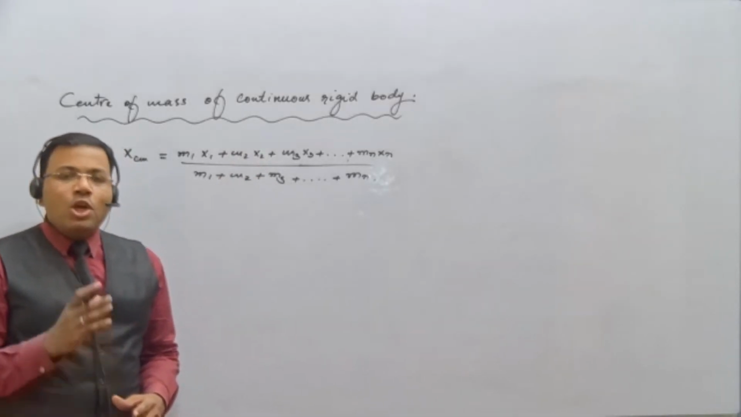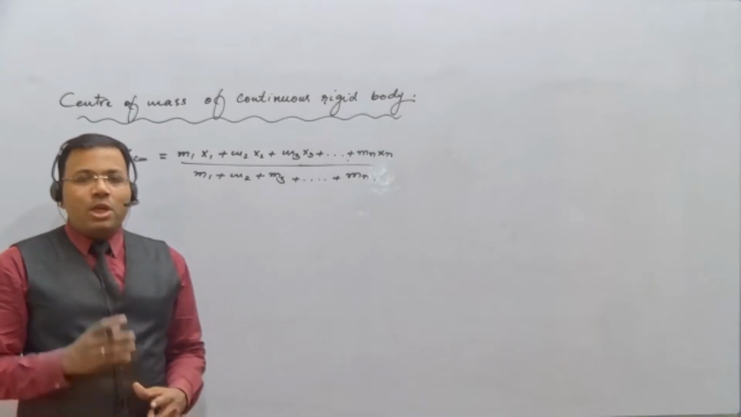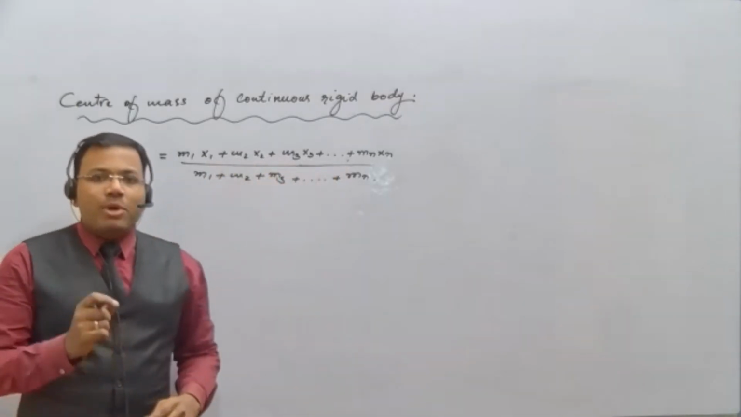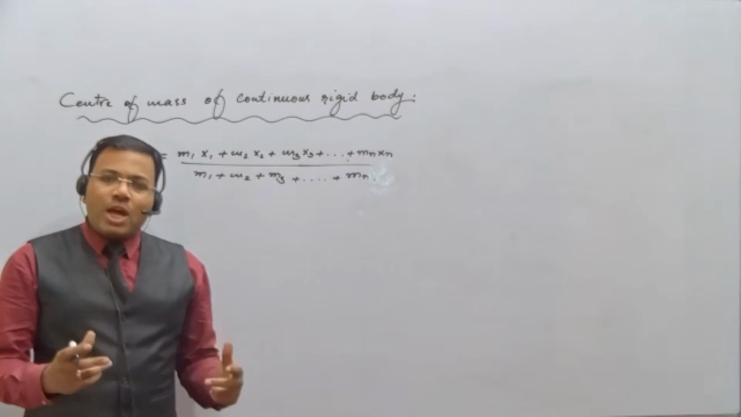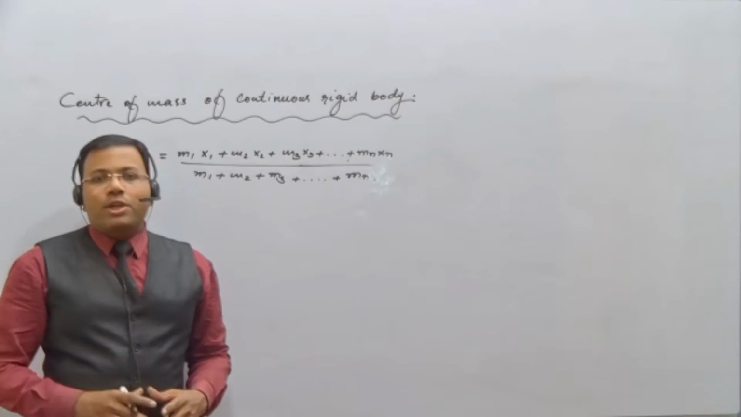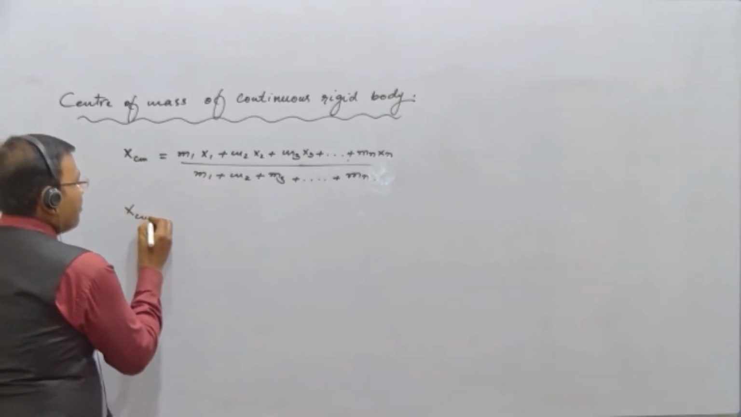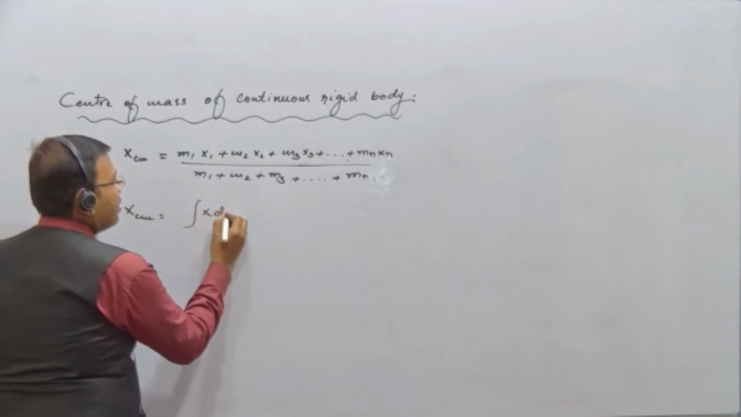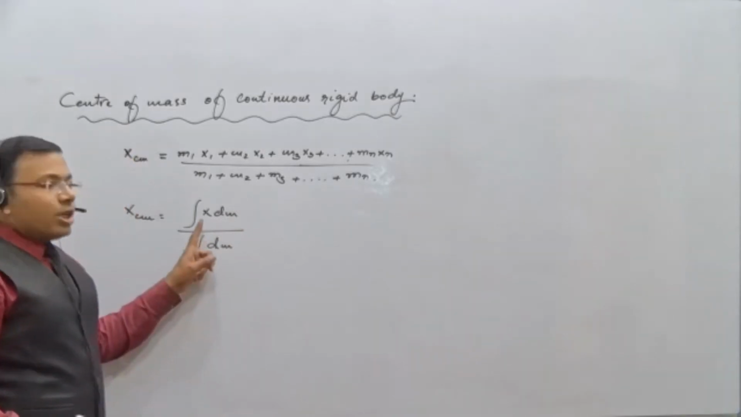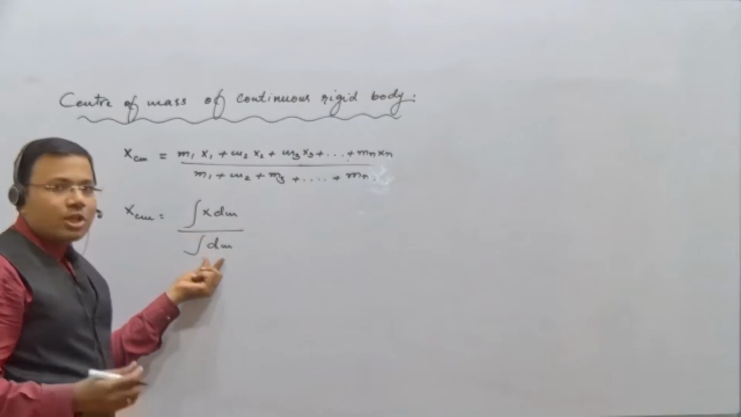I repeat once again, when the number of particles is replaced by a continuous rigid body, then the summation sign, that is plus sign, is replaced by an integration. Summation we write as sigma, and for a continuous body we replace it with the integration sign. So the formula will become integration of x dm by integration of dm. Dm is a small mass element, and this is the integration of dm.